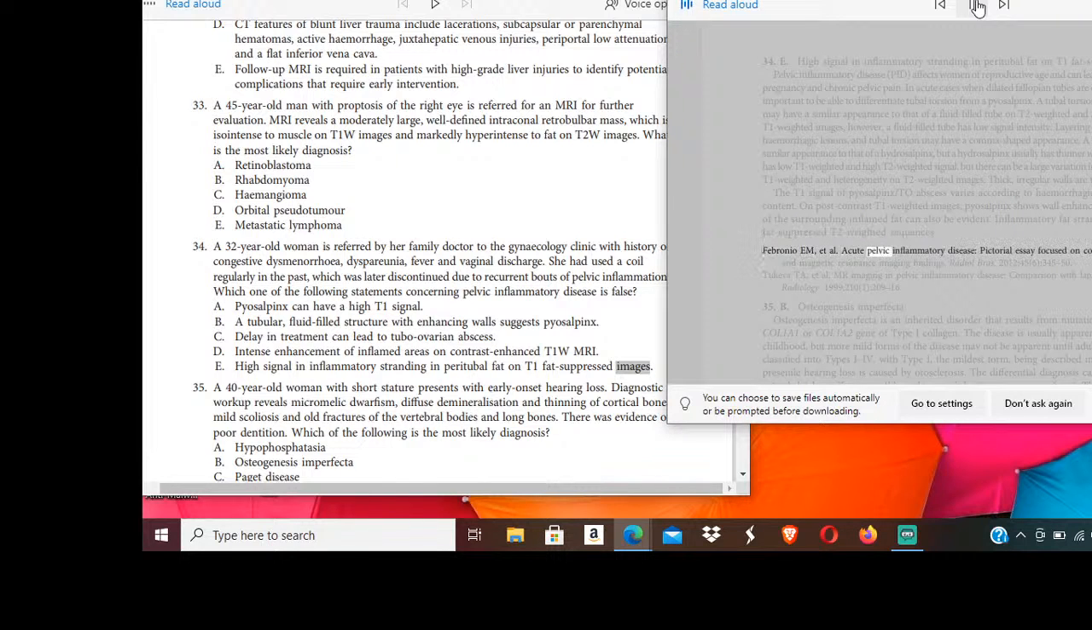Febronio M, et al. Acute pelvic inflammatory disease, pictorial essay focused on computed tomography and magnetic resonance imaging findings. Radiol Bras. 2012, 45, 45-50. Tukeva, et al. MR imaging in pelvic inflammatory disease, comparison with laparoscopy and US. Radiology. 1999, 210, 209-16.